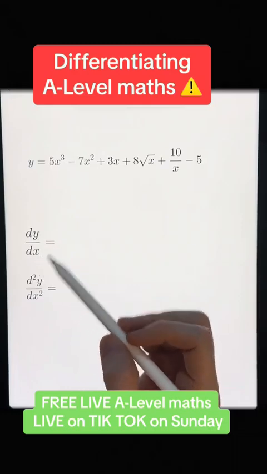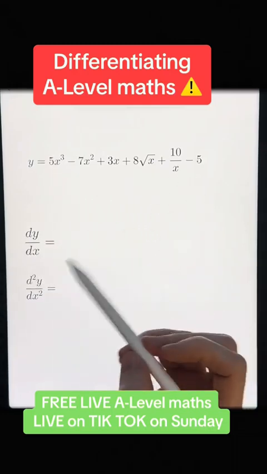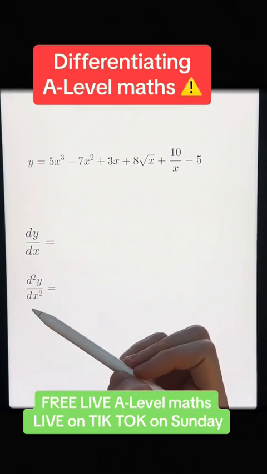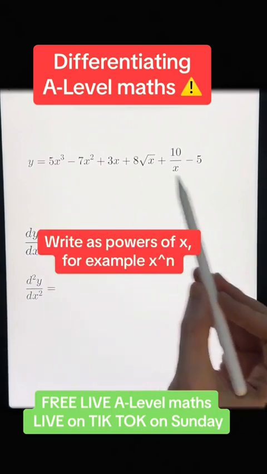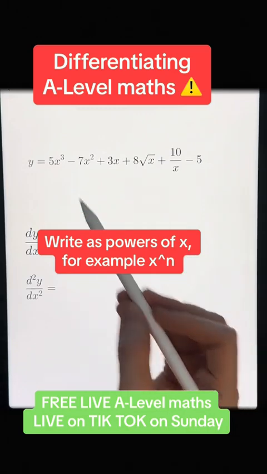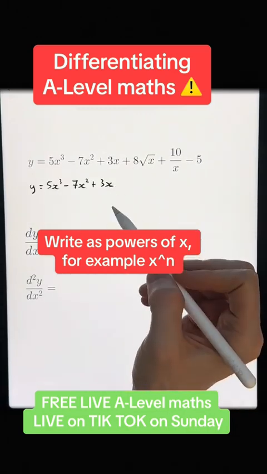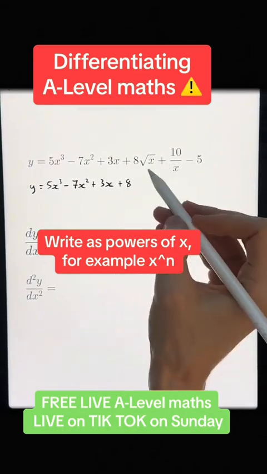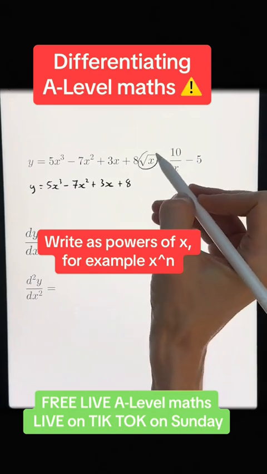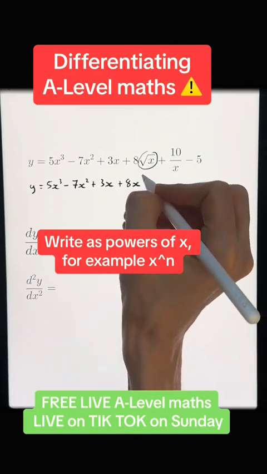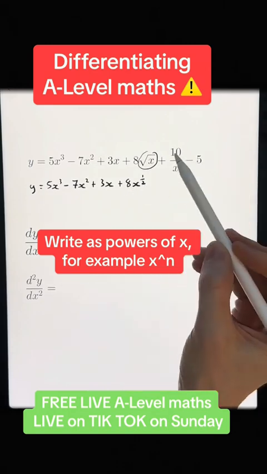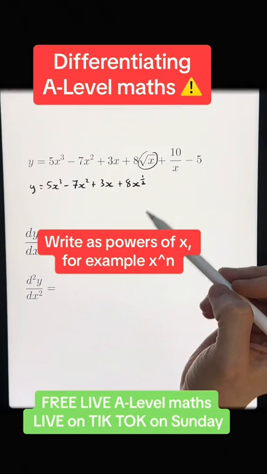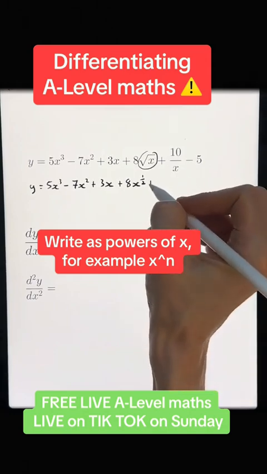dy by dx means we're differentiating the function of y with respect to the variable x. My first step is to ensure my function is written as powers of x. To write 8 root x as a power of x, I can leave the 8 on the outside for now. I know root x as a power of x is the same as x raised to the power of a half. To rewrite 10 over x as a power of x, I can leave the number 10 alone.